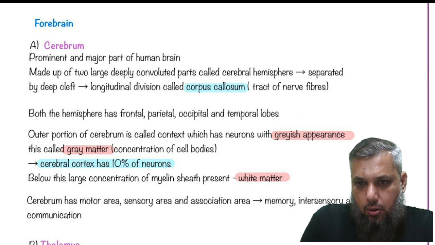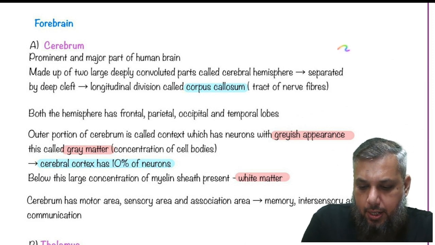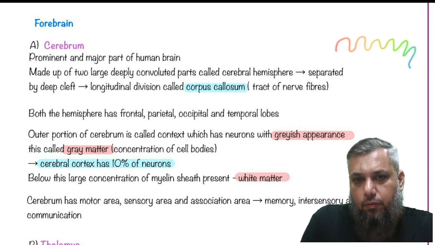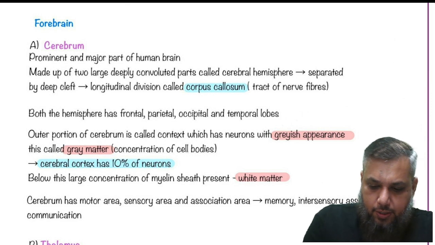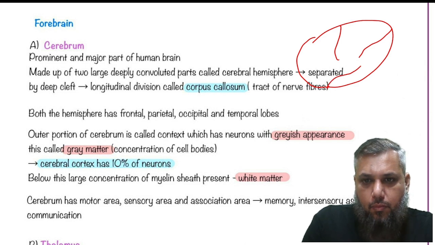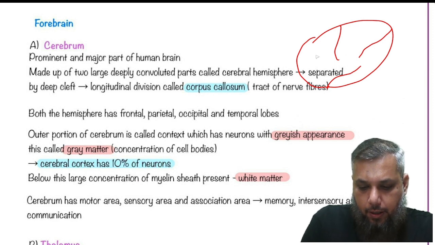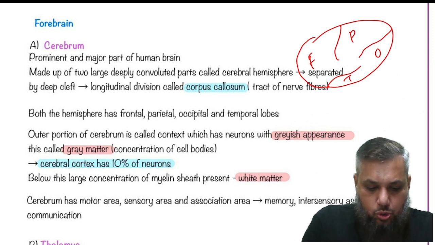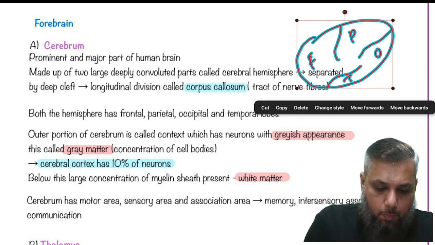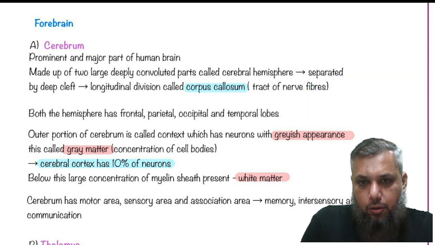In the cerebrum, there are many elevations and depressions which are called the gyri and sulci. But out of the many sulci, three sulci are very deep, which divide the cerebrum into four lobes: the frontal lobe, parietal lobe, occipital lobe, and the temporal lobe. So each hemisphere has four lobes. So the entire cerebrum has four pairs of lobes: a pair of frontal, a pair of parietal, a pair of occipital, and a pair of temporal.